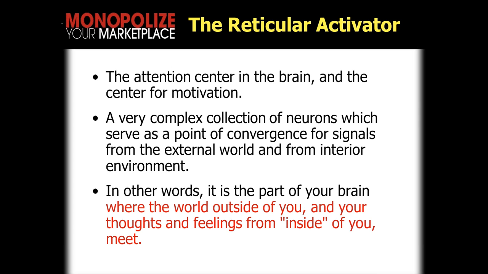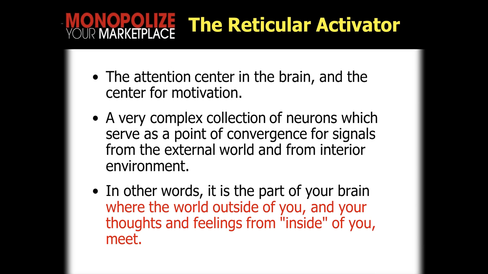So the reticular activator, just by way of review for many of you, but maybe by way of first time for some of you, it's the attention center in the brain. It's the center of motivation, complex collection of neurons which serves as the convergence points for signals, blah, blah, blah. Here's what it means. It's the part of your brain where the world outside of you and your thoughts and feelings inside of you meet, okay? Reticular activator is the part of your brain that notices stuff.